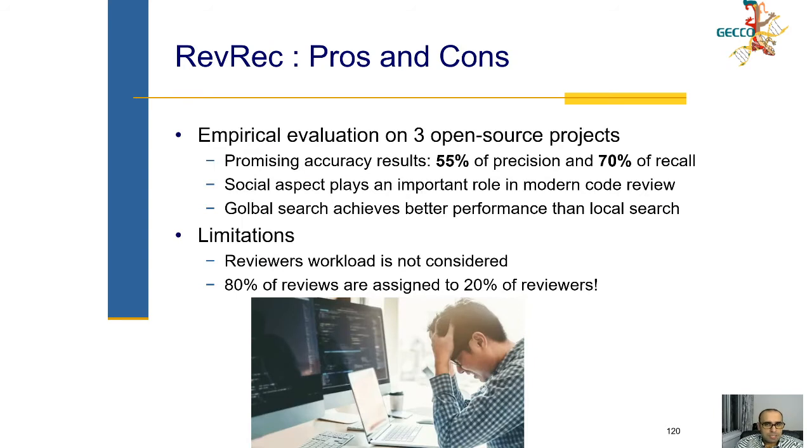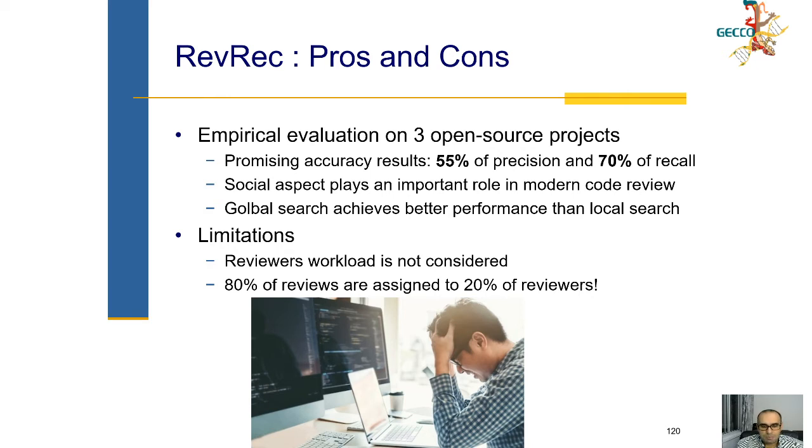So while the results are encouraging, our evaluation on three open source systems shows accuracy results of 55% precision and 70% recall. We have shown that the social aspects play an important role in modern code review, and that global search achieves better performance than local search. However, there are some limitations of this work, especially that the reviewer's workload is not considered.